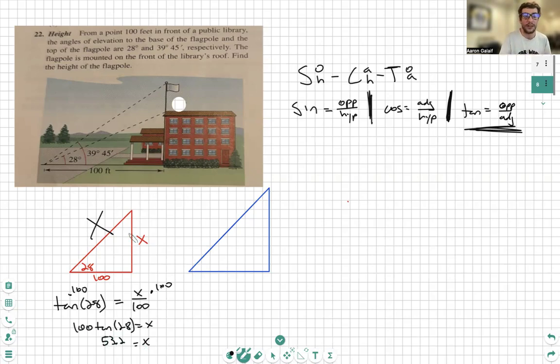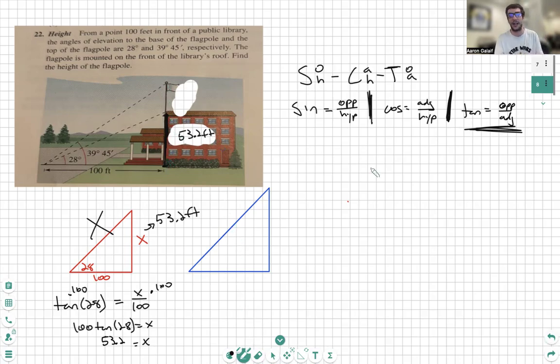So we know that this distance right here is 53.2 feet. So this distance right here from the bottom to the base of the flagpole, 53.2. Let me rewrite it over that. Right? So now what we need to do is find the height of the entire triangle, and then we can subtract those two heights to find the exact length of the flagpole.